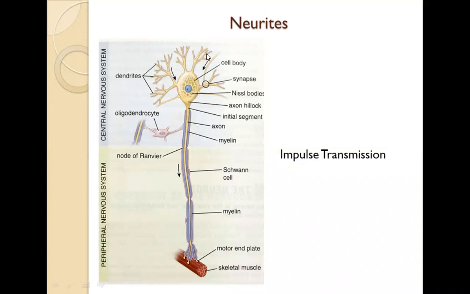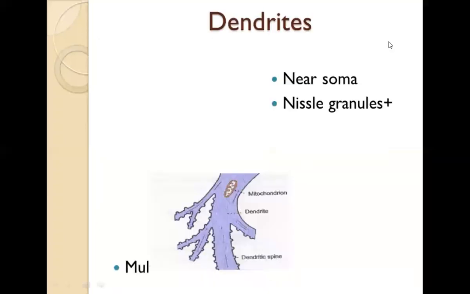Dendrites will carry the impulse towards the cell body. And axon will carry the impulse away from the cell body. Okay, good. You know that basic fact.